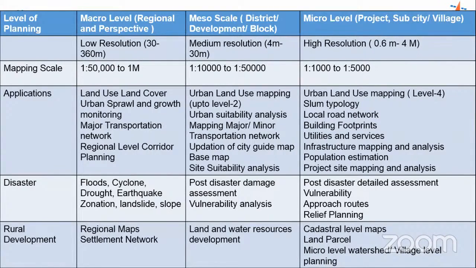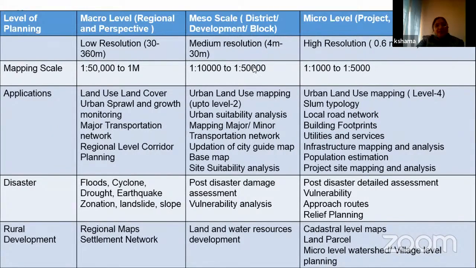Okay, so we were talking about medium resolution data. This can be utilized for 1:10,000 to 50,000 scale mapping. For example, urban land use mapping, urban suitability analysis, your major minor transportation network, city guide map. See, this list is just an indicative. There are many more applications you can do. In case of disaster, you can go for post-disaster damage assessment, vulnerability analysis, and land and water resources development.